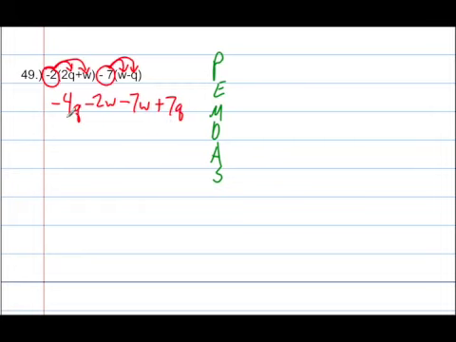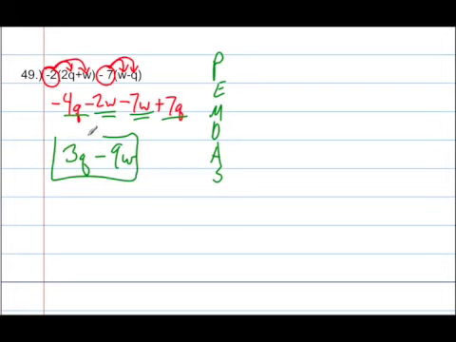So now I'm going to underline 4Q, and I'm going to look for a like term. I see 7Q right here. Underline 2W, look for a like term, found it right here. -4Q plus 7Q is equal to 3Q. -2W minus 7W, you owe me 2, you owe me 7, then you owe me 9W. These are not like terms, so this is your final answer.